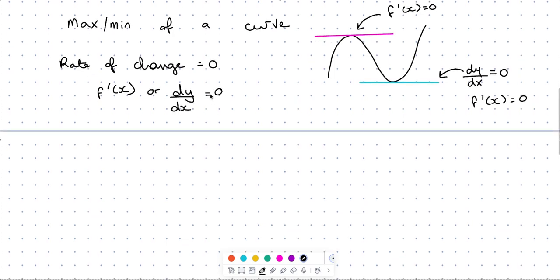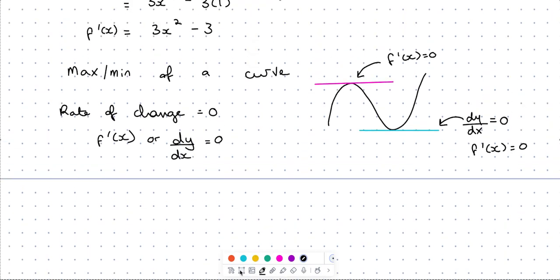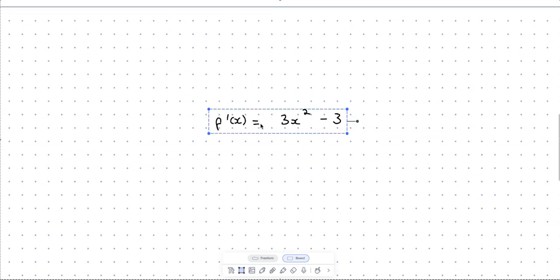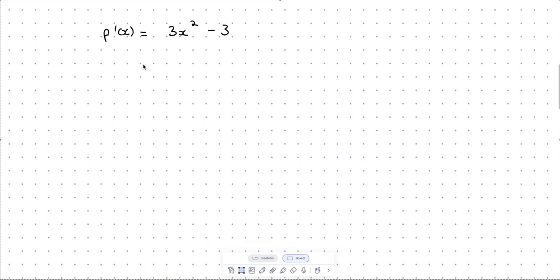Okay, so what does that mean for us? Well, you have to be very careful at this stage that you take the right function. So I'm going to take this one here, and that was the derivative. So we don't take the original at this point in time. We want to say that the derivative is equal to 0. Right? So that is the derivative, and I'm going to set that equal to 0.